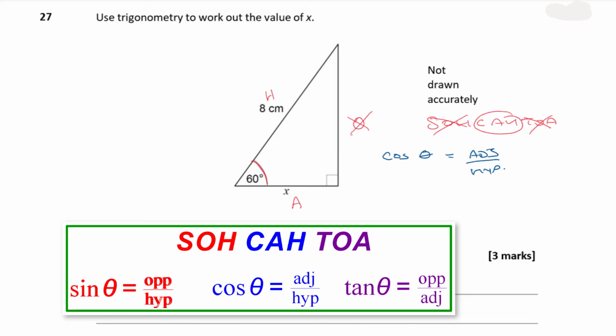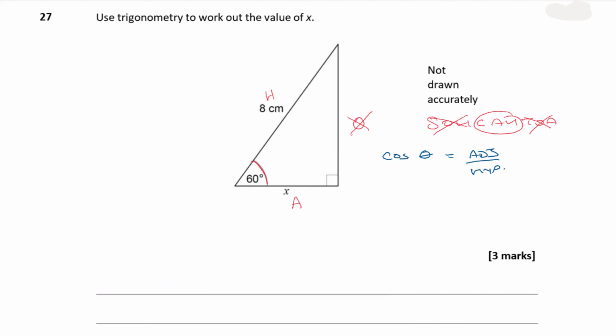Next thing is to sub in what we know from the diagram. So I've got cos 60 equals the adjacent, which is x, divided by the hypotenuse, which is 8. Now, what is cos 60? We've got a bit of a problem here because this is the non-calculator paper and I need to work out the cosine of an angle.